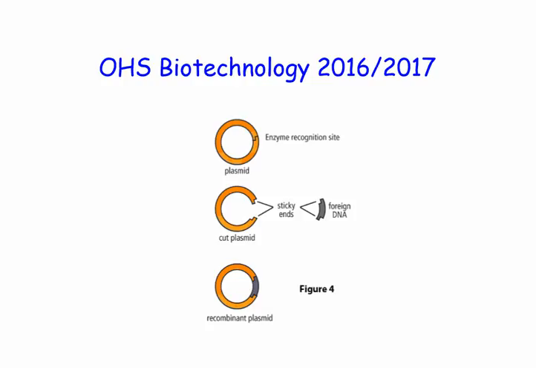Okay, this is a short video trying to describe the science behind my biotechnology project for my AP biology students. This project is going to revolve around a little circular piece of DNA called a plasmid.